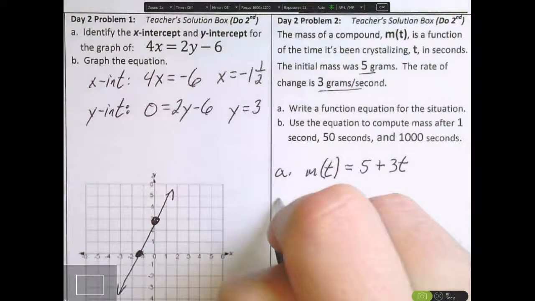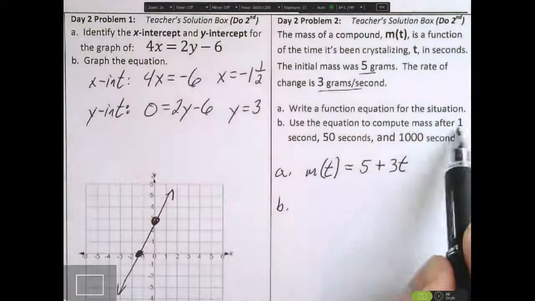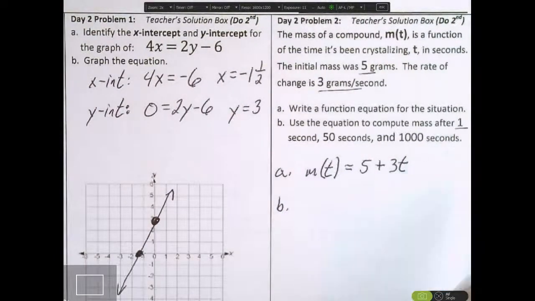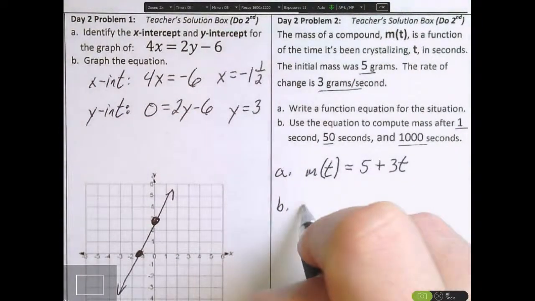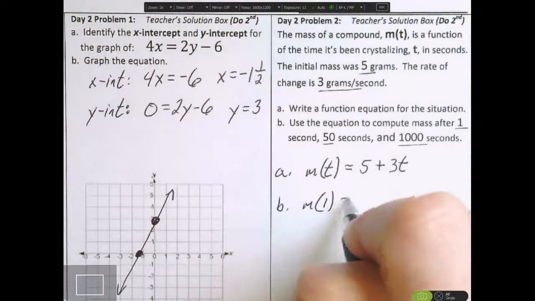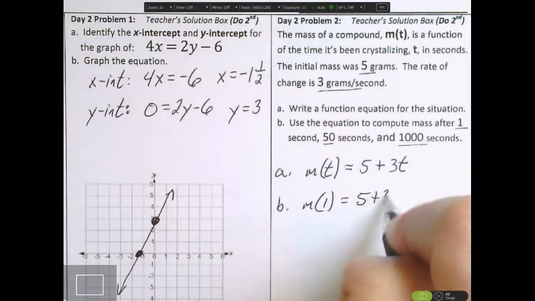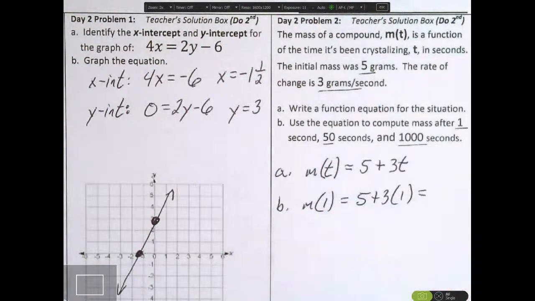Now part B, let's use this function equation and find an answer when t is 1 second, 50 seconds, and 1,000 seconds. So first, m of 1. That will be 5 plus 3 times 1, which is 8 grams. There's 8 grams of this crystalline compound present after the crystal grows for 1 second.